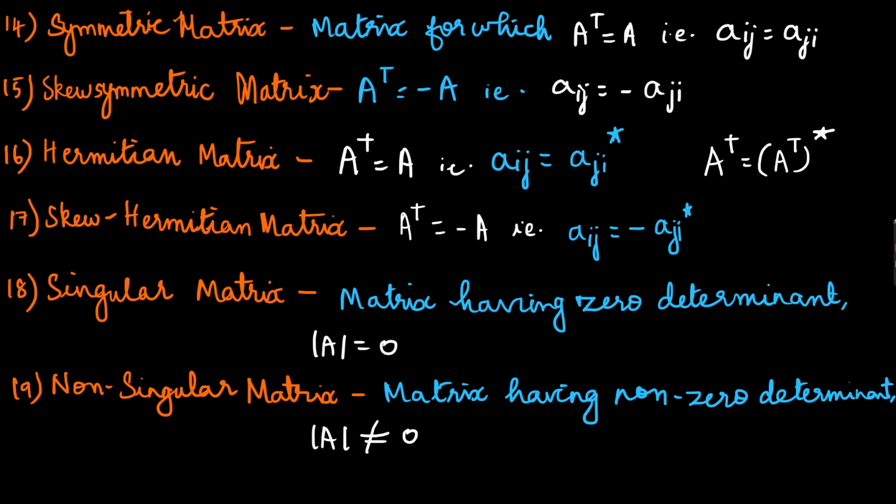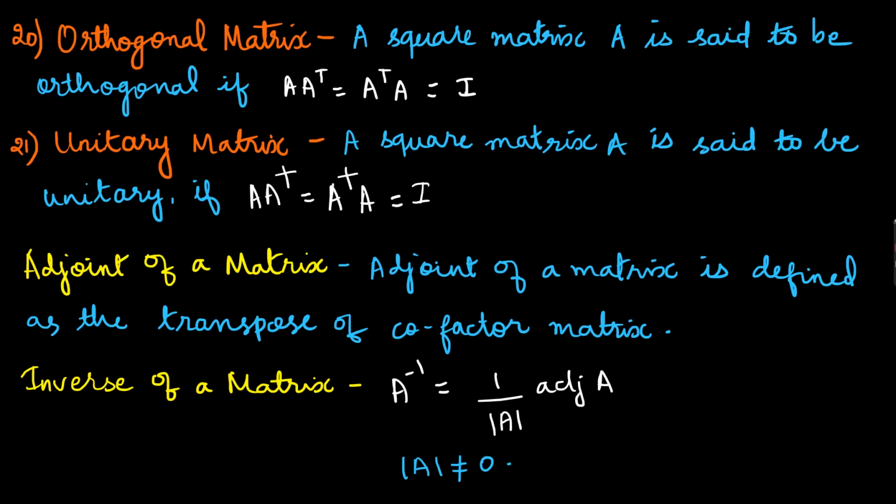And singular matrix is the matrix having 0 determinant. So if your determinant is 0, then it is said to be a singular matrix. And for a non-singular matrix, the determinant will not be equal to 0.